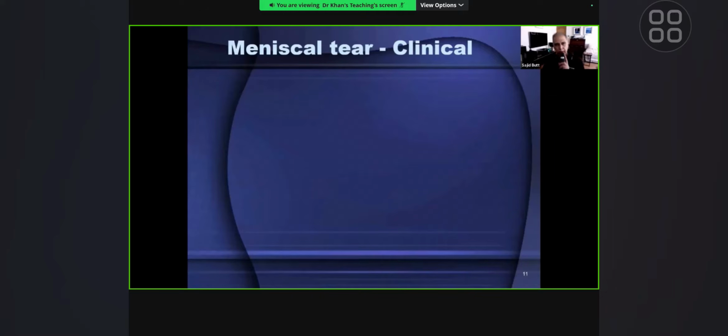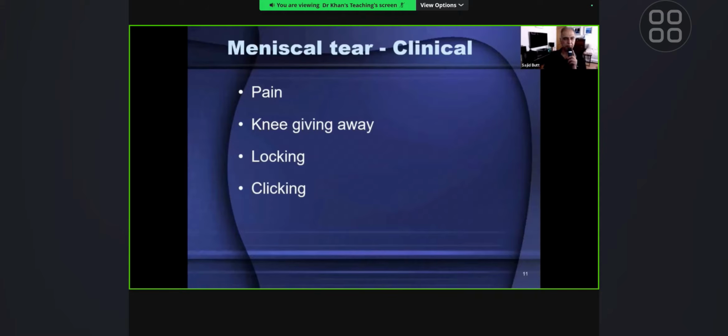Now, clinically speaking, when you're talking about patients with meniscal tears, you've got patients who present with pain in the knee joint, symptoms of knee joint giving way, symptoms of locking of knee, clicking when they walk or they move, and limping. There may or may not be soft tissue swelling in the knee joint.